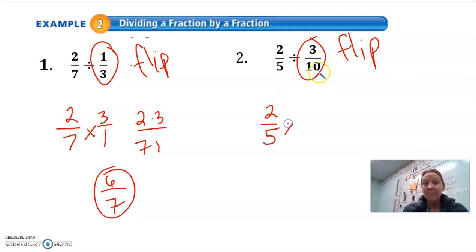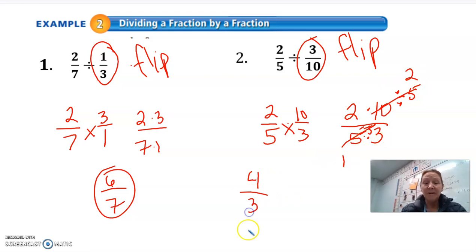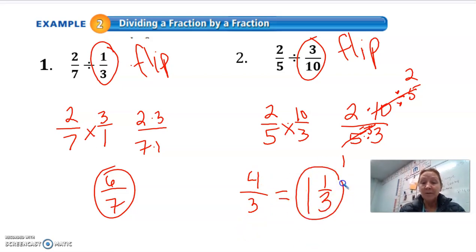Okay, here's the next one. 2/5 times, I'm flipping this fraction, 10/3 equals 2 times 10 over 5 times 3. I want to do that thing where I simplify before I multiply. I'm looking at the 5 and 10, and they're both divisible by 5, right? So use your factor chart. Divisible by 5, divisible by 5. 5 divided by 5 is 1. 10 divided by 5 is 2. When I multiply across, I have 2 times 2 is 4. 1 times 3 is 3. Uh-oh, improper fraction. How many times does 3 go into 4? It goes 1 time. I have 1 left over, so it's 1 1/3.